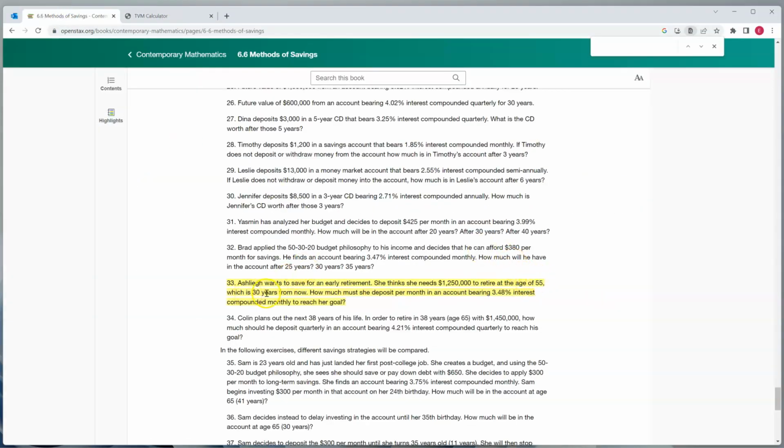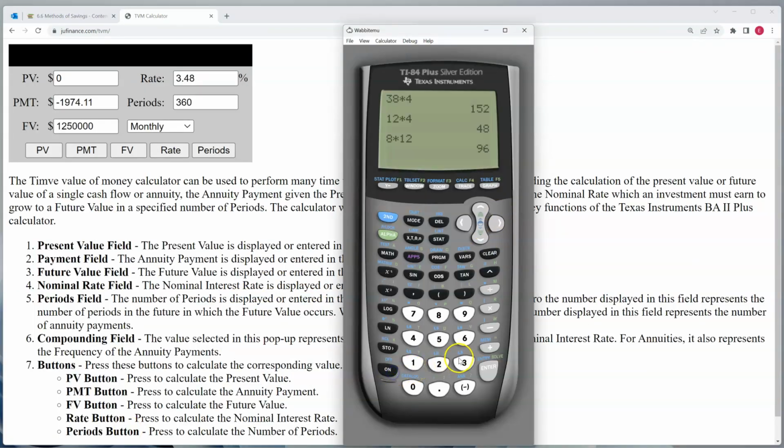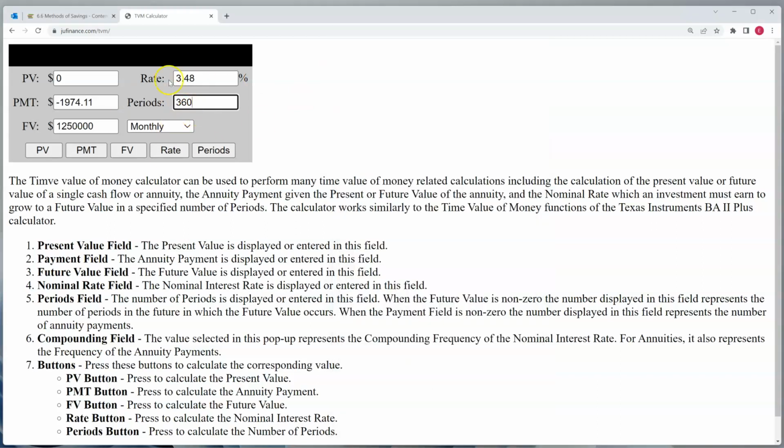And then 30 years from now, compounded monthly, just to show you, I've done this so many times that I just know it, but 30 times 12 is 360. It's just kind of ingrained in my brain at this point. So that's it. I'm going to go a little off the cuff.